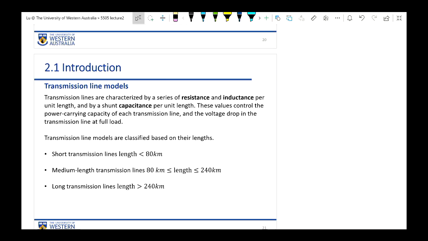The transmission line models are classified based on their transmission length. If the transmission length is pretty short, less than 80 kilometers, we treat that as the short transmission line model. If the transmission distance is between 80 and 240 kilometers, that's a medium size. Finally, if the transmission distance is greater than 240 kilometers, we are going to use a long transmission model for such transmissions.